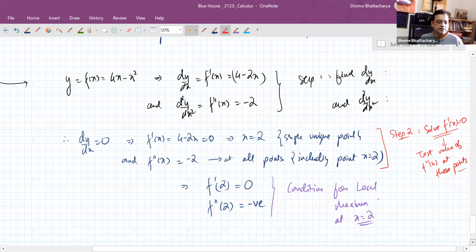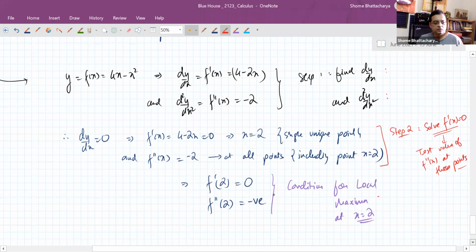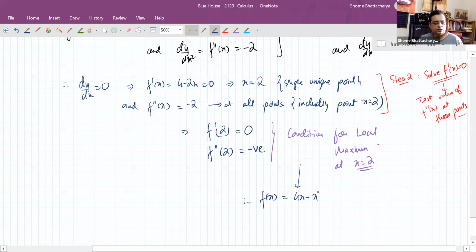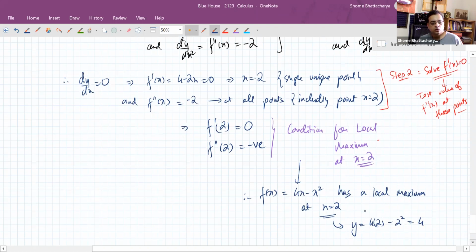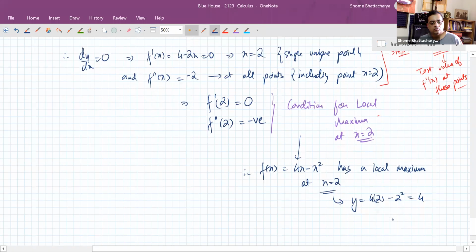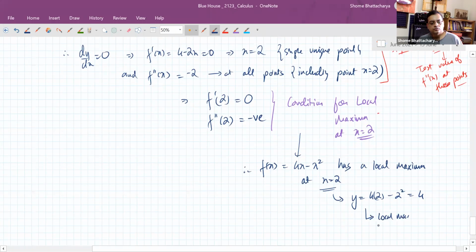So now what that tells us is that the function, what was our function? It was 4x minus x square, no? Yeah, it has a local maxima at the point x equal to 2. So now we can also see that at the point x equal to 2, the value of y is how much? It is 4 into 2 minus 2 square. So it's equal to 4. So the local maxima, its value is 4, but it occurs at which point? It occurs at the point 2.